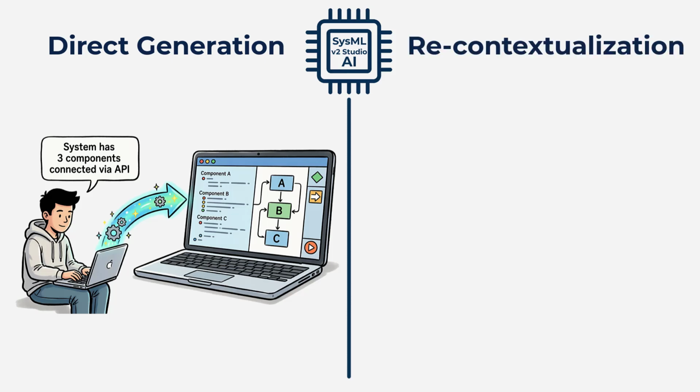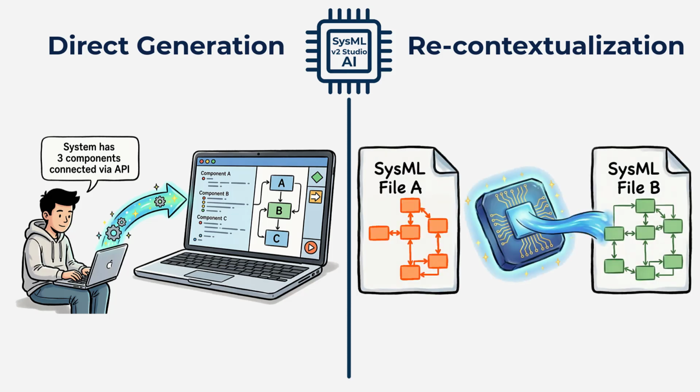Contextualization. Generating based on file. This is where the real power lies. You can take any existing model, such as a complex industrial example, and tell the AI to adapt it to your specific needs. Instead of the AI guessing your architecture, it uses the currently opened file as a structural reference, ensuring the generated code follows your established patterns and naming conventions.